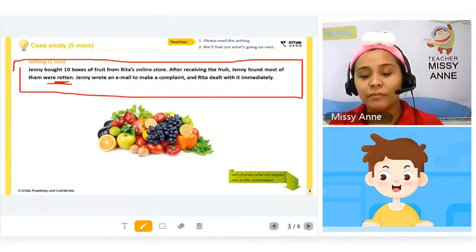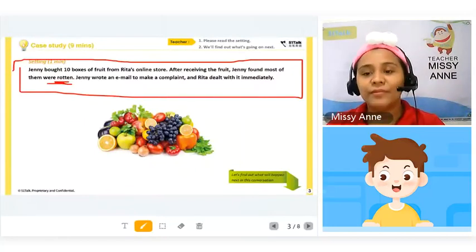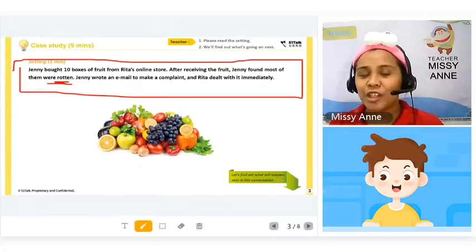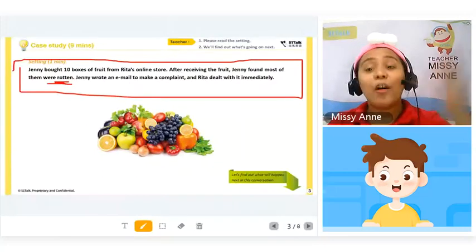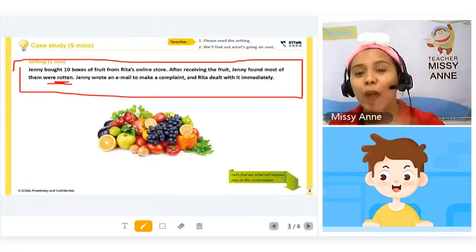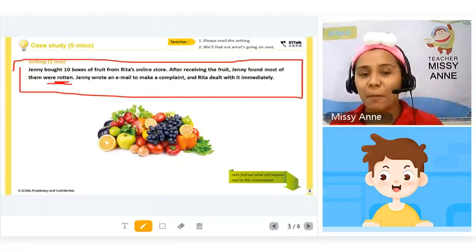Jenny bought 10 boxes of fruit, and they were rotten. Very good. So she wrote an email to make a complaint. Okay, and what did Rita do after she got the complaint? Sorry, please pardon. What did Rita? Rita is the online store owner. So what did Rita do after she got the complaint?